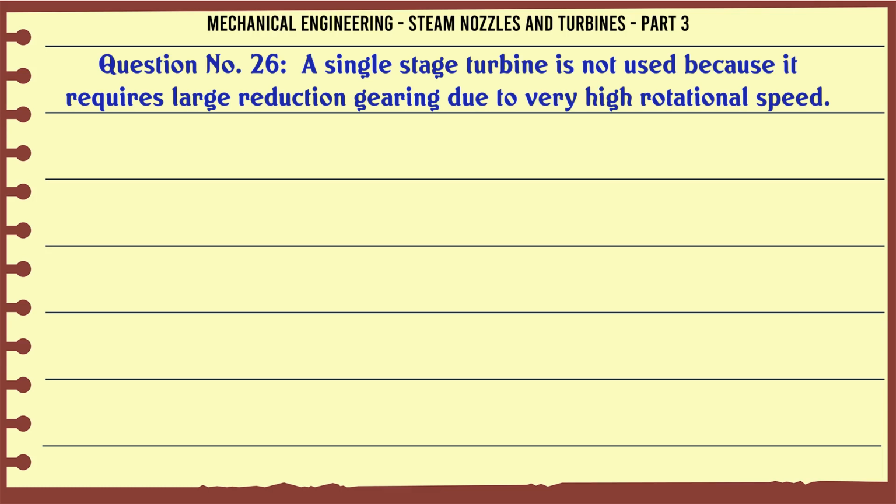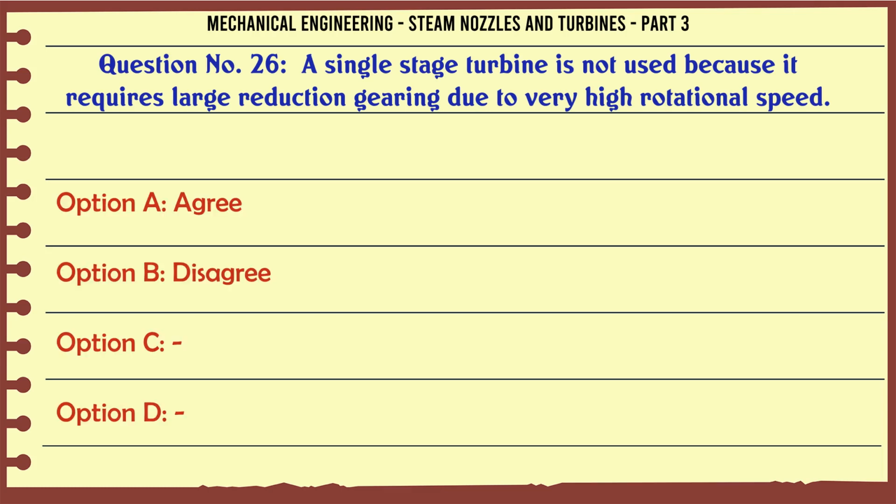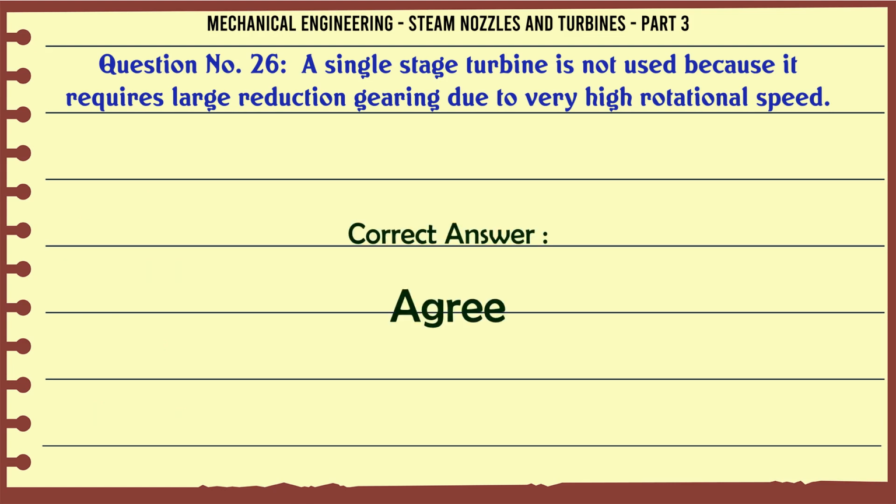A single-stage turbine is not used because it requires large reduction gearing due to very high rotational speed. A. Agree. B. Disagree. The correct answer is agree.